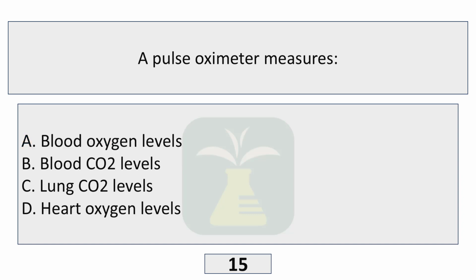A pulse oximeter measures: A. Blood oxygen levels. B. Blood CO2 levels. C. Lung CO2 levels. D. Heart oxygen levels. Correct answer, blood oxygen levels. It non-invasively measures peripheral oxygen saturation, SpO2.